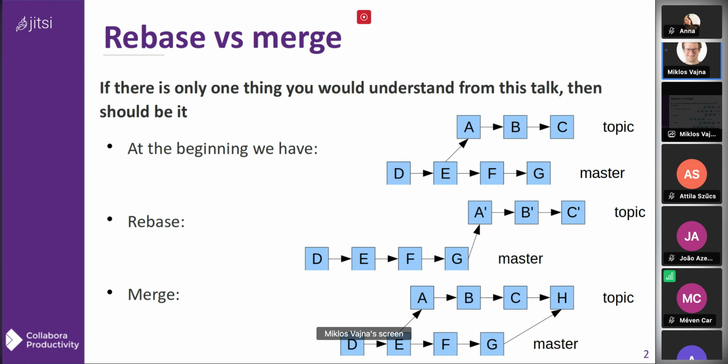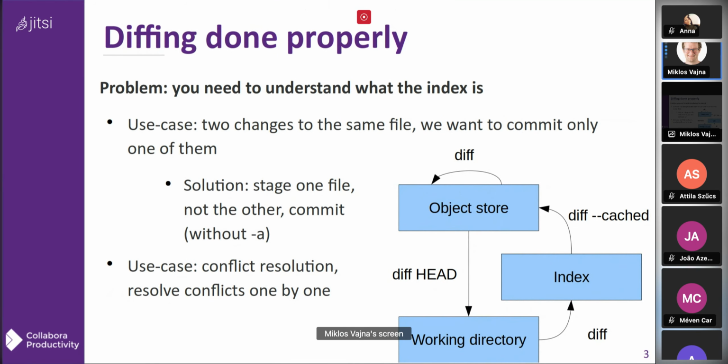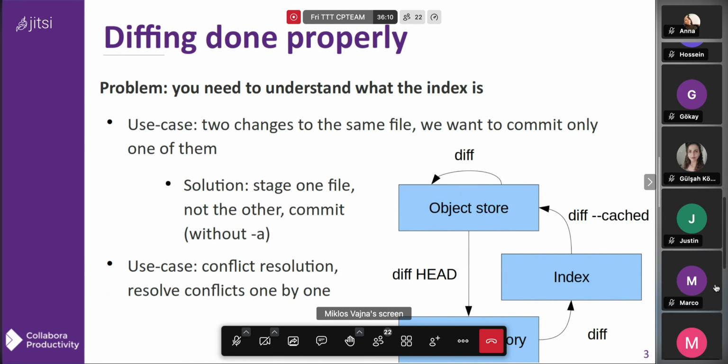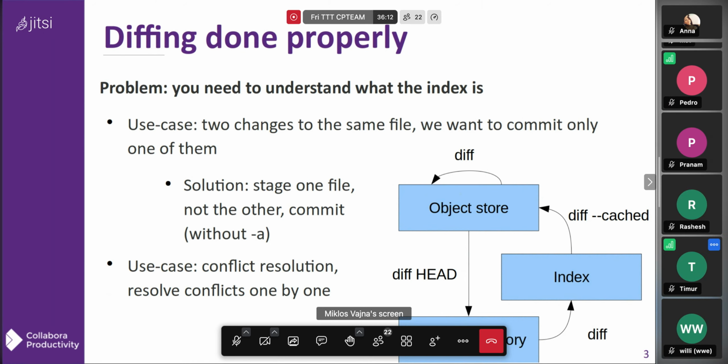To the side, we can look at another Git thing. How do you diff different states? It's not too complicated, but it's worth understanding the concepts there.